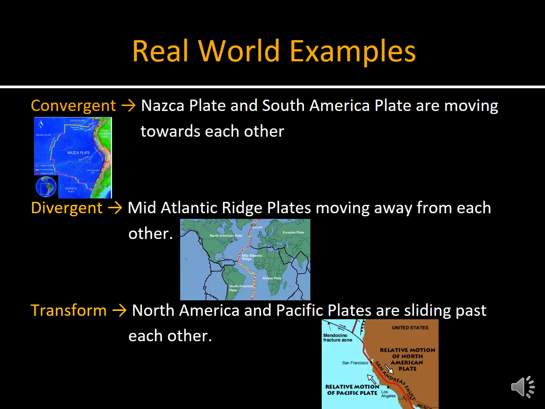So we need to have some real world examples. This will pop up on your test. But convergent, we have the Nazca plate and the South American plate. Divergent, Mid-Atlantic Ridge. Transform, North America and Pacific plates are sliding past one another. And so again, San Andreas Fault here, the Mid-Atlantic Ridge picture here, and then as you see, the plates are moving towards each other right here.